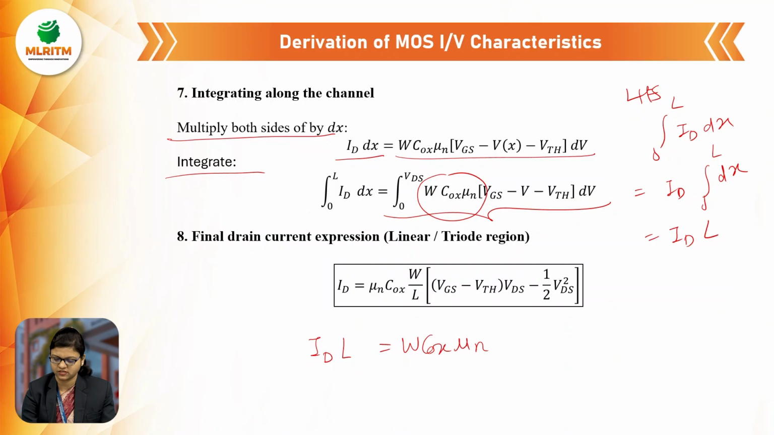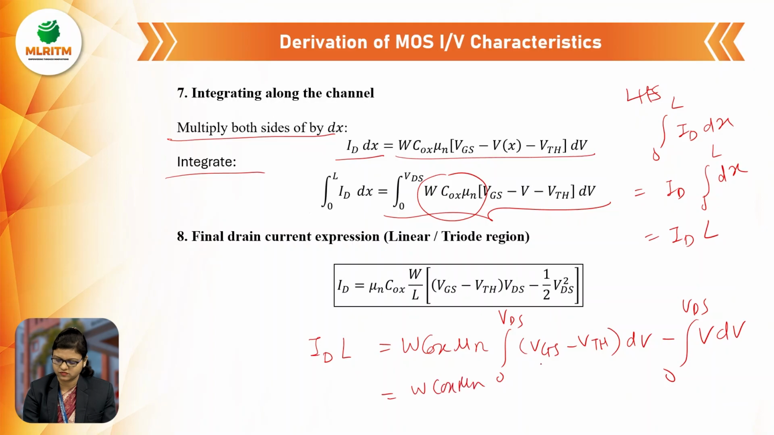This is nothing but the W Cox mu n. Now we have to integrate this. So 0 to VDS, VGS minus VTH. I'm just separating the terms here. dV, and also minus again 0 to VDS V dV. Here again you get a constant. So here you will get VGS minus VTH into VDS after putting the limit, and here you will get V square by 2. So this term also becomes VDS square by 2.